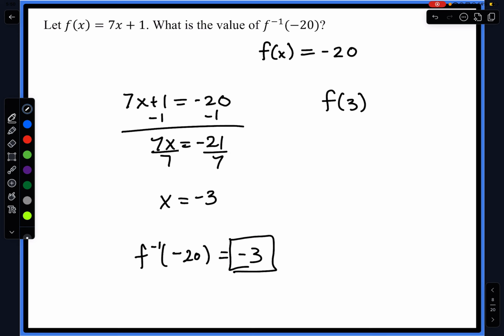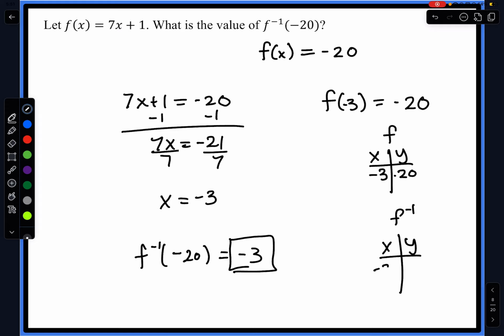because when I plug negative 3 into the function of x, I'm going to equal the value of negative 20, which means that for f, the x value and the y value is negative 3, negative 20, which means that for the inverse, the x and y values would be flipped.